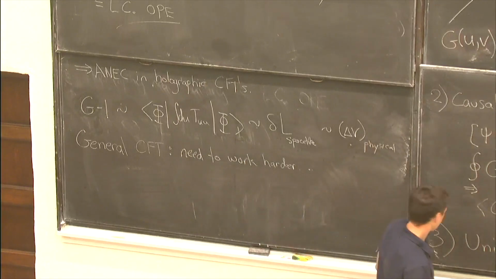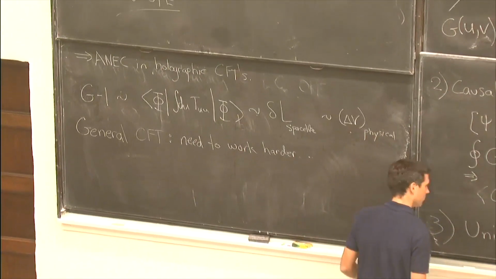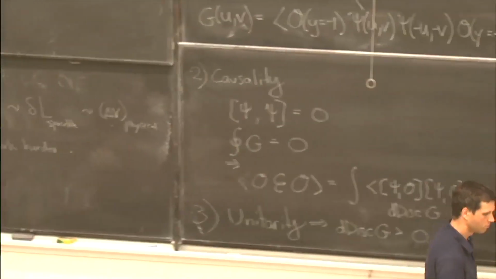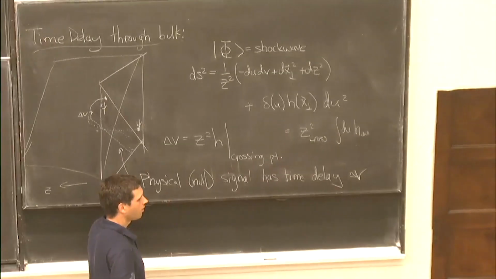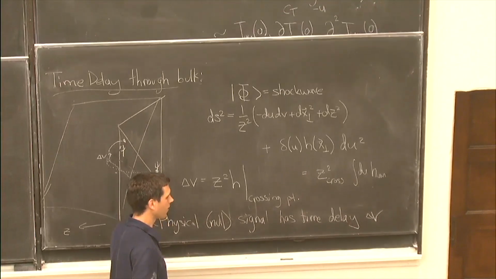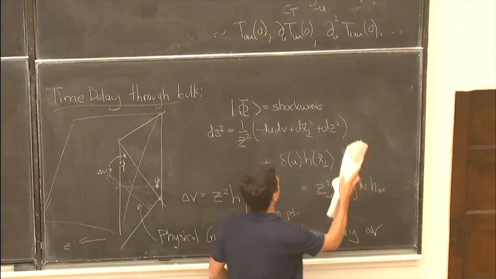So even if you do not take small RegA, you can still do the replacement in the signal. In the holographic case, that's true. Yeah, that's right.